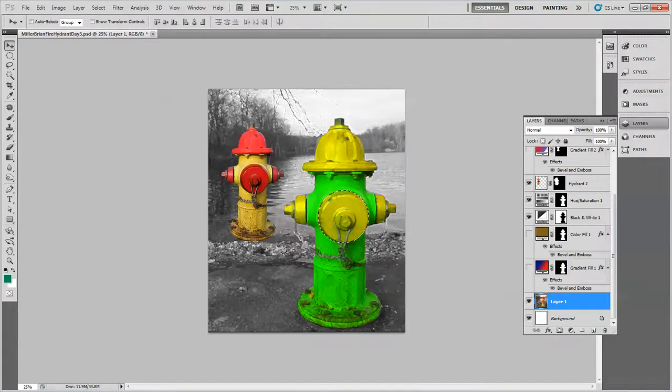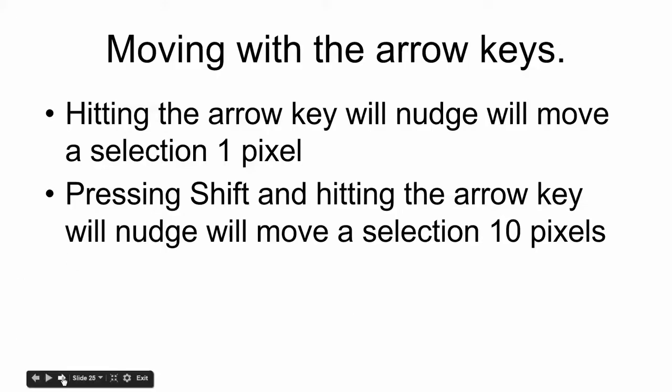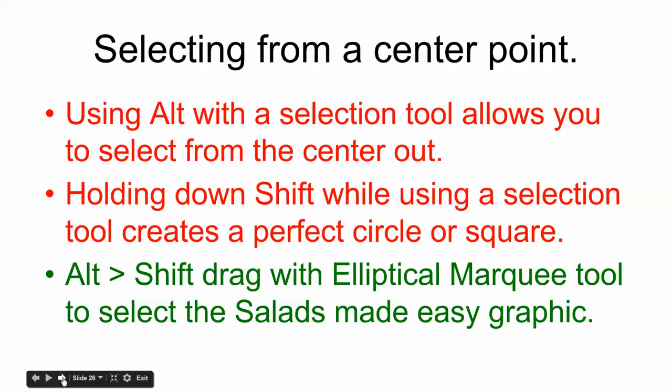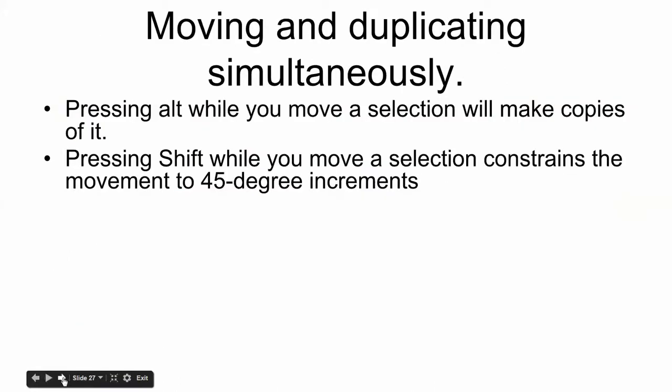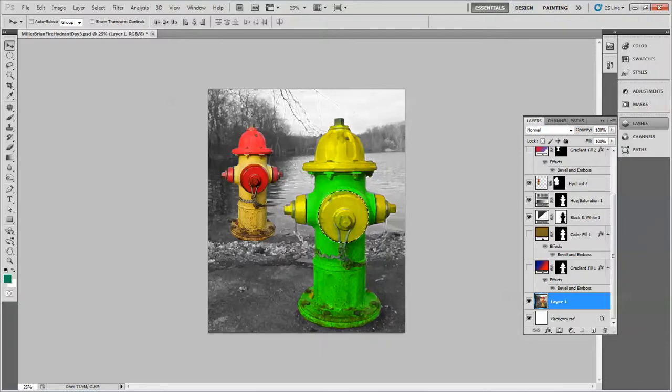Let's go back to our spiel, see what else we can do. Holding shift, I already showed you that. Oh, moving and duplicating simultaneously. Okay, so if I want to move, I go to the move tool, I hit Alt, and it'll move it and duplicate it. So you can move and duplicate stuff around.